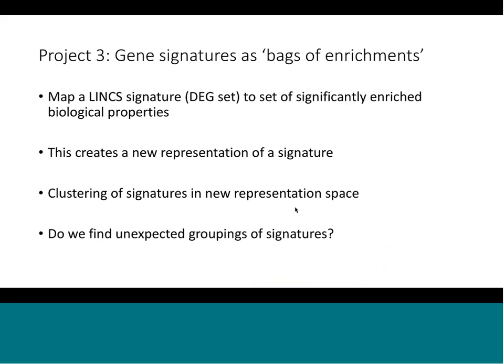But then that gene signature, we represent it as a bag of enrichments. So it's a set of terms or properties that were enriched in this signature. And then it's like a representation of the signature in a new space. And we start trying to see what this space is giving us. It's kind of a dimensionality reduction or dimensionality transformation going on. For instance, you can try to cluster signatures in this new representation space that was based entirely on hypergeometric tests against biological processes. And then, this is sort of related to the first project. Do we find expected or unexpected groupings of signatures when we look at them not at the gene level, but at this enrichment set level? Does that make sense? Yeah.